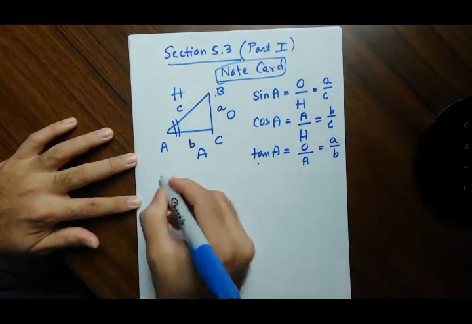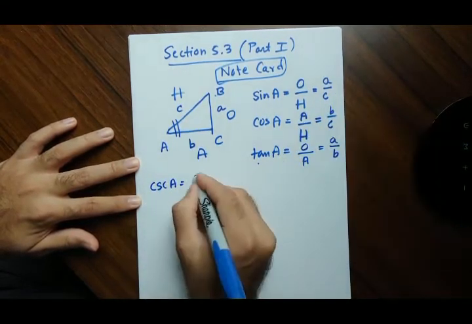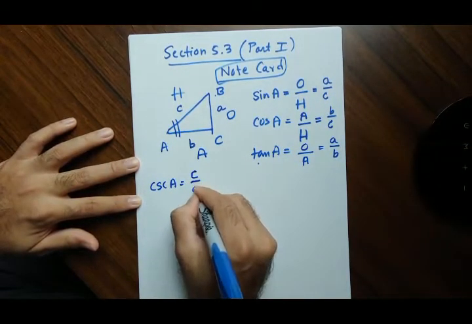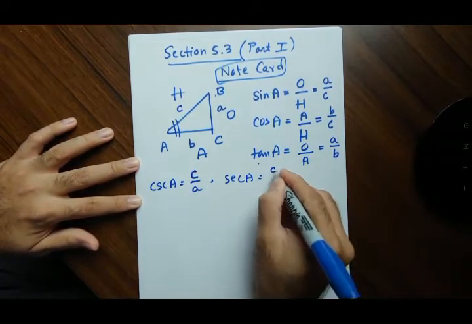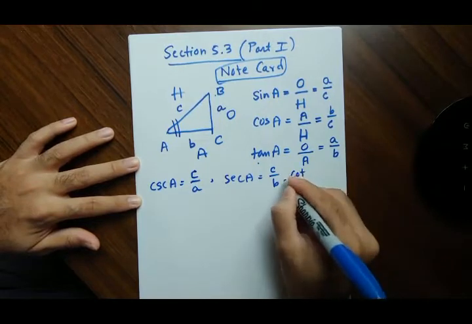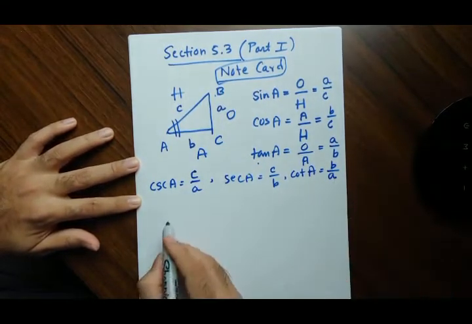And similarly, if you flip these, then you get the rest of it. For example, cosecant will be just c over a. Secant, that will be c over b. And cotangent, that will be b over a.